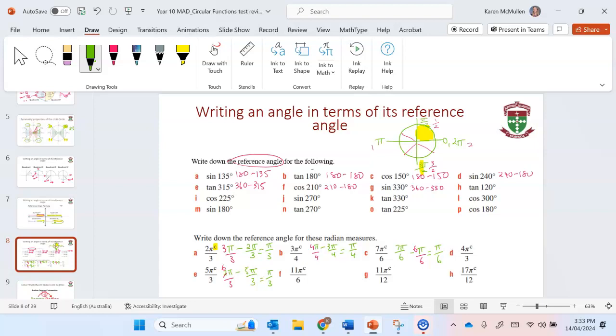So when you get to doing radians, it is a little bit harder because it's not, I guess, easy to know where you are. Angles are easier, but it's just dealing with fractions. Okay, just take your time and think about which quadrant you're in. Let's just do h. So for h, I'm at 17 pi on 12.